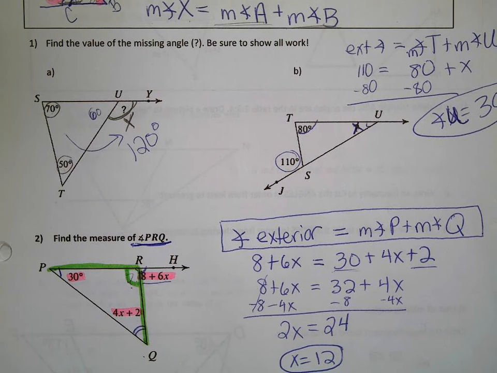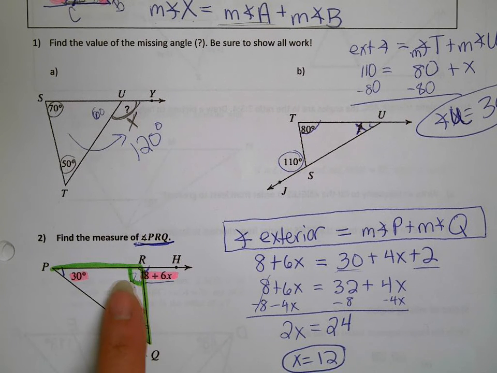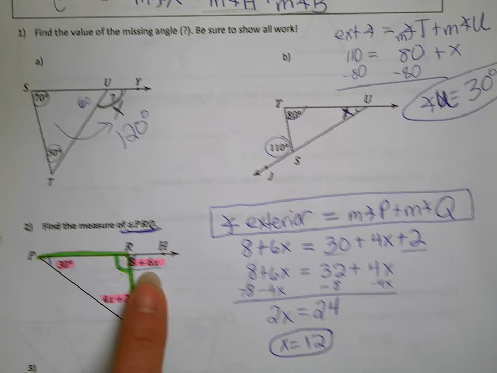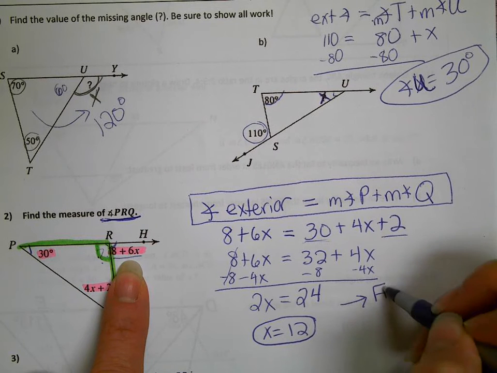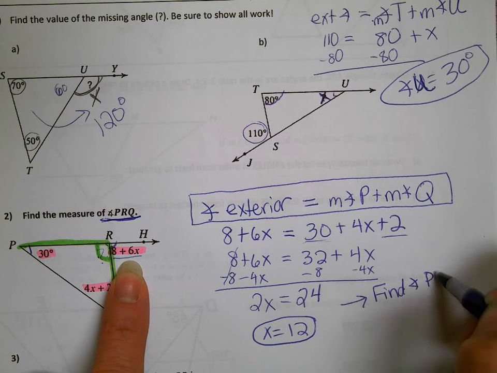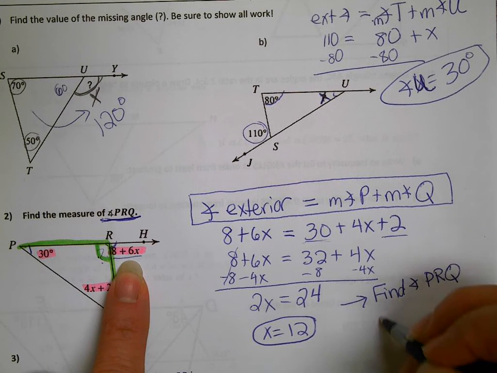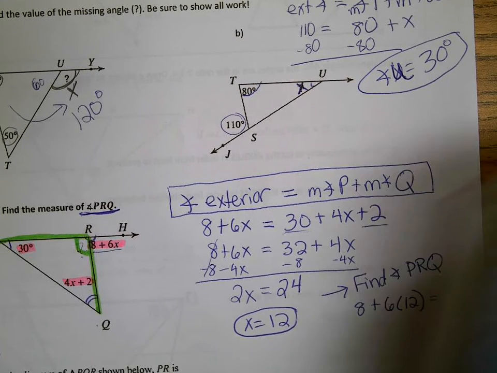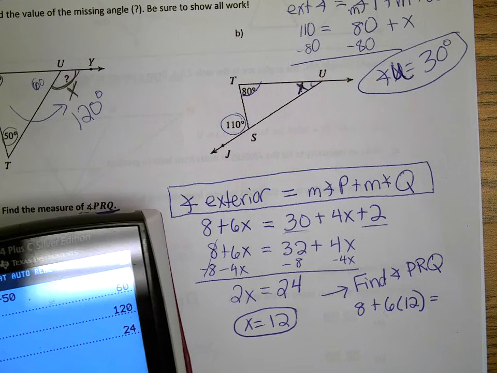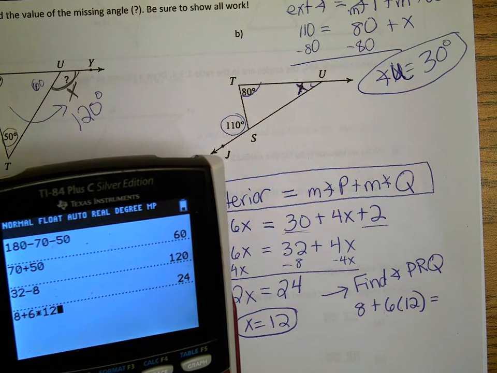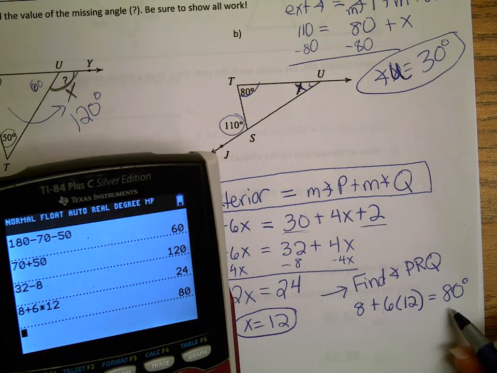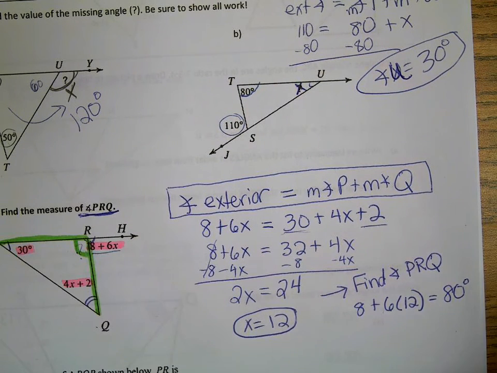Now we can't find that directly. We don't have an expression to just sub the 12 back into. But what we can do is take this 12 and put it into the outside angle, and then these two angles add to 180. So to find angle PRQ, we're going to take 8 plus 6 times 12. Find out what that is. So 8 plus 6 times 12 gives us 80 degrees. So our 80 degrees is the outside angle.